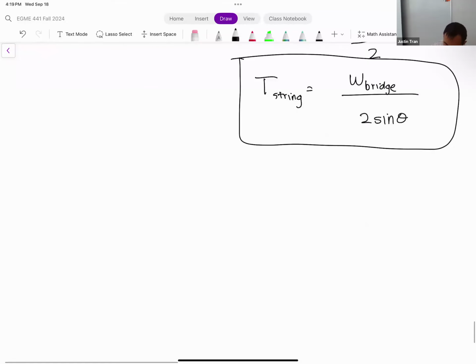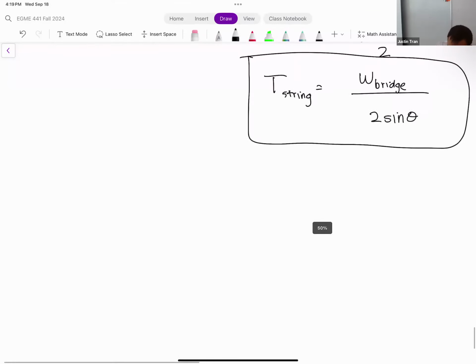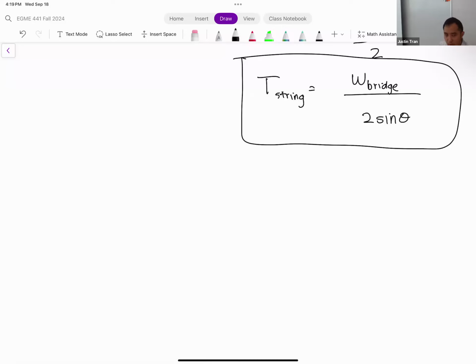Let's compare that to a situation where the drawstring is closer to the joint. This second situation is going to be closer to how your muscles are mostly designed. Okay. Let's draw a bridge.